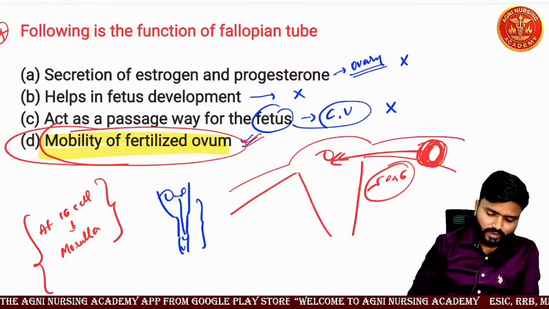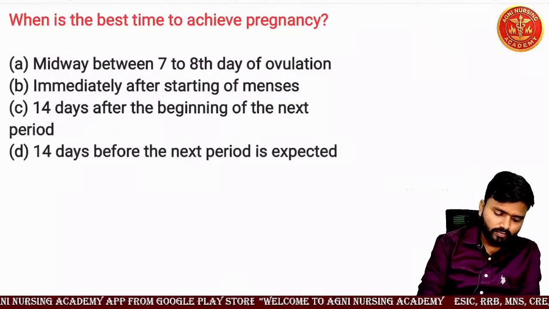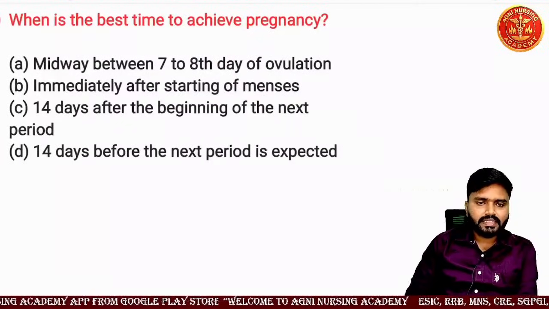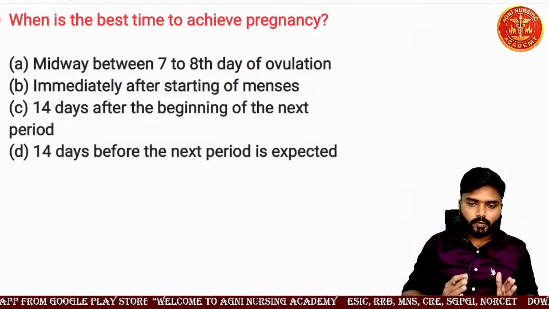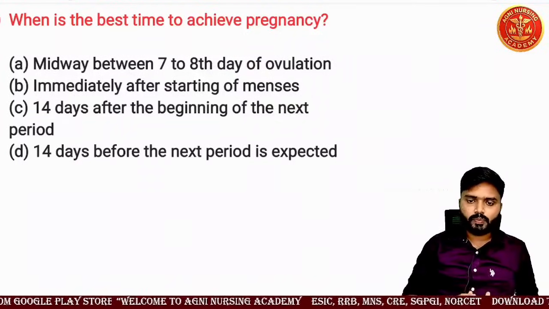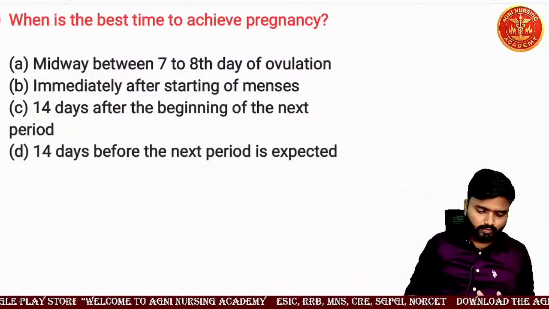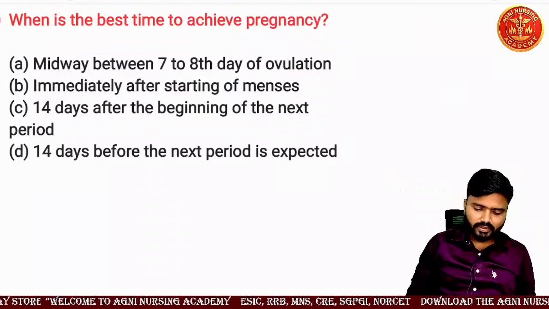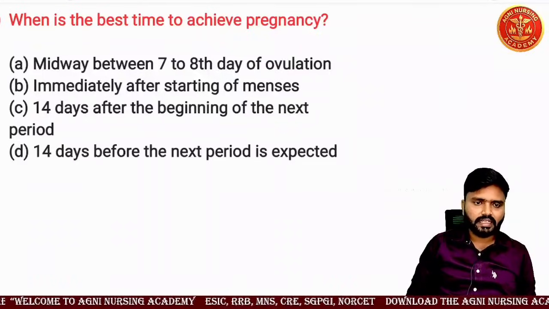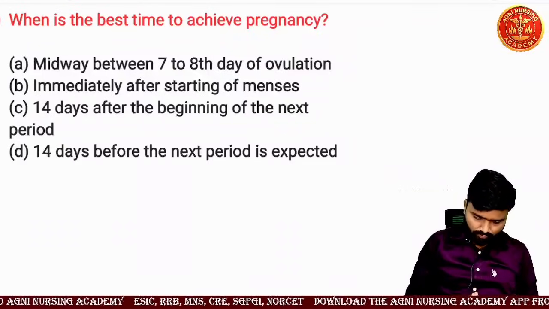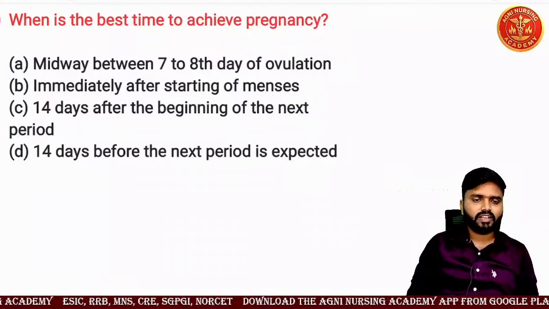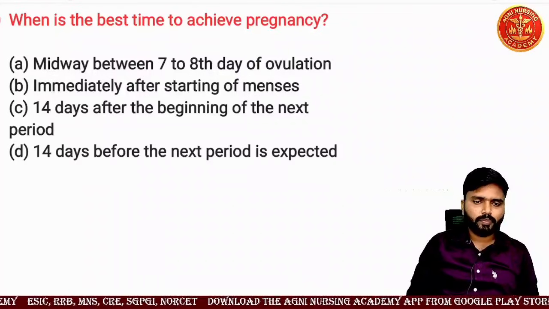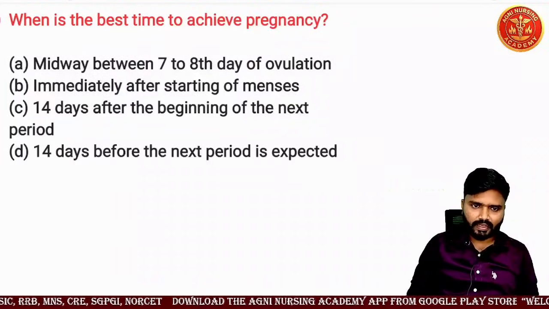Understood? Yes sir. We'll move on to the next question, that is the fifth one. When is the best time to achieve a pregnancy? Understood? Option A is midway between the 7th to 8th day of the ovulation, option B is immediately after starting of the menses, option C is 14 days after the beginning of the next period, and option D is 14 days before the next period is expected.